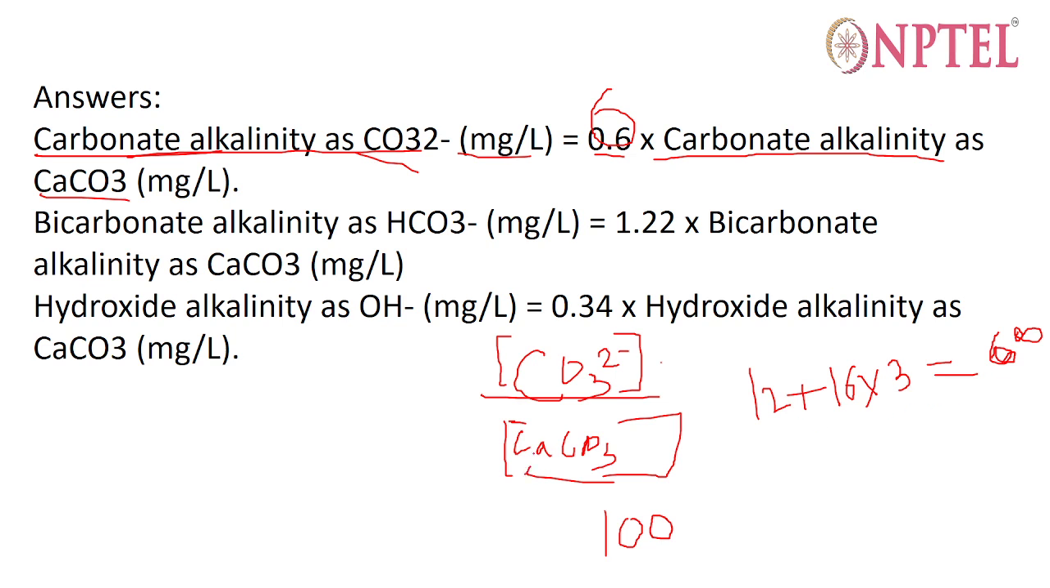Ca is calcium, which is 40, right? Then carbon is 12 and oxygen is 16 multiplied by 3. So you will get the molecular weight as 100, right? Now you have to calculate the equivalent weight. How will you do it? You will divide this molecular weight by the charge, that is minus 2, right? Here you will divide this by 2. So it will be 30.